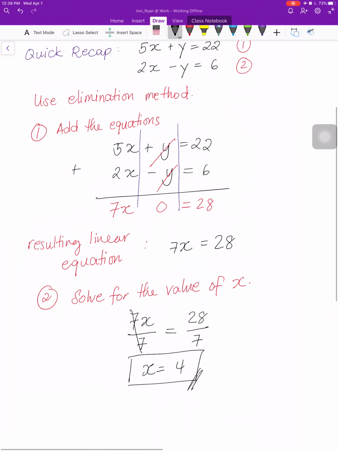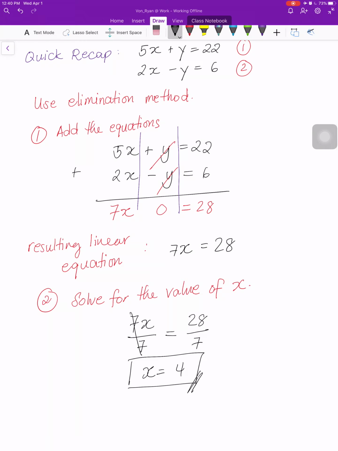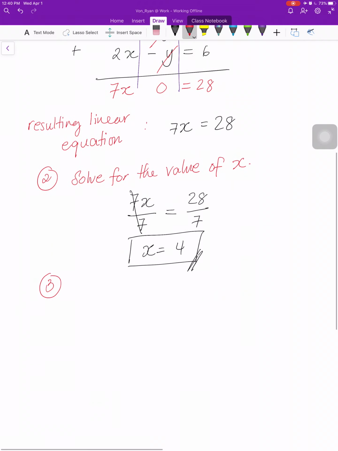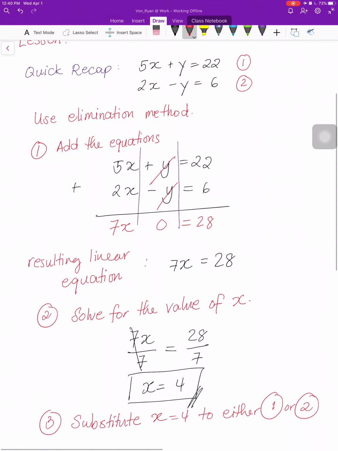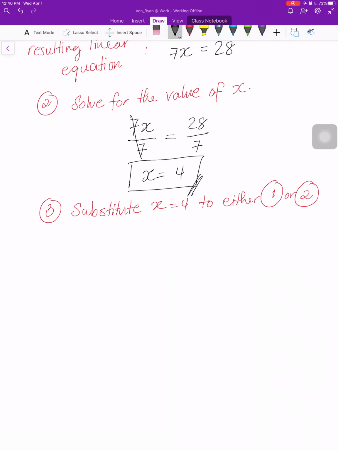The next step would be to pick either one of the equations, equation 1 or 2, and substitute x equals 4 for the value of x in there. So the third step is to substitute x equals 4 into either equation 1 or equation 2. In this case, I will choose equation 1. Again, you can use either equation. Equation 1 is 5x plus y equals 22.